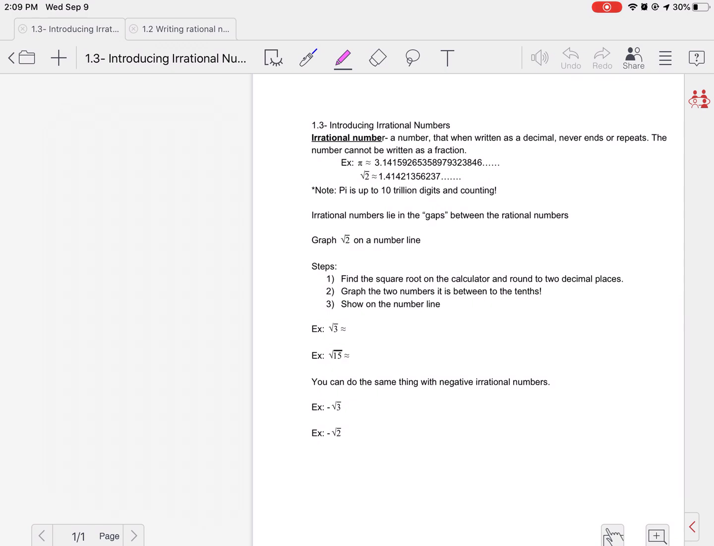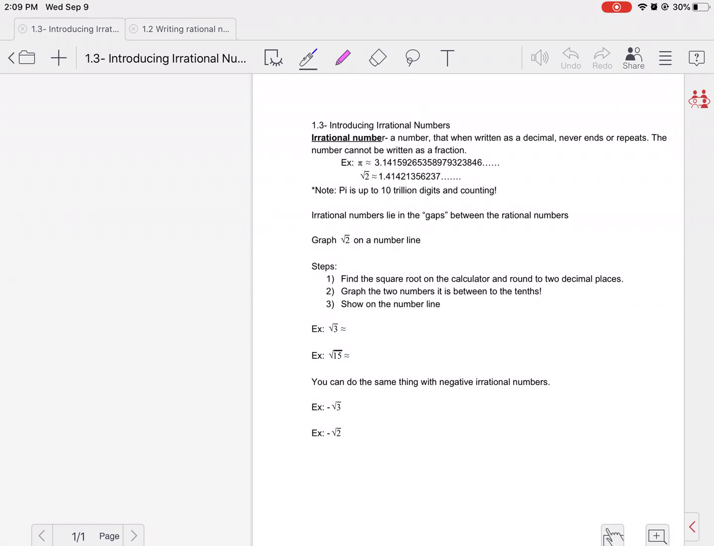When we're talking about irrational numbers, it's a number that when written as a decimal either never ends or never repeats, okay? So we're never going to find a pattern in those. And these numbers can never be written as fractions because we don't know when they end and there's no pattern to them. So some examples would be pi.